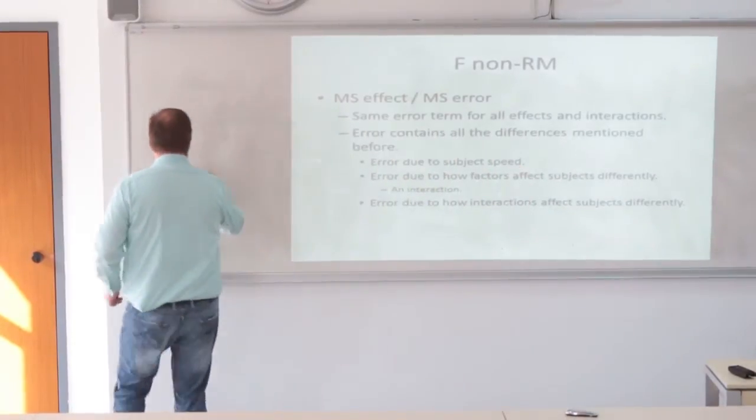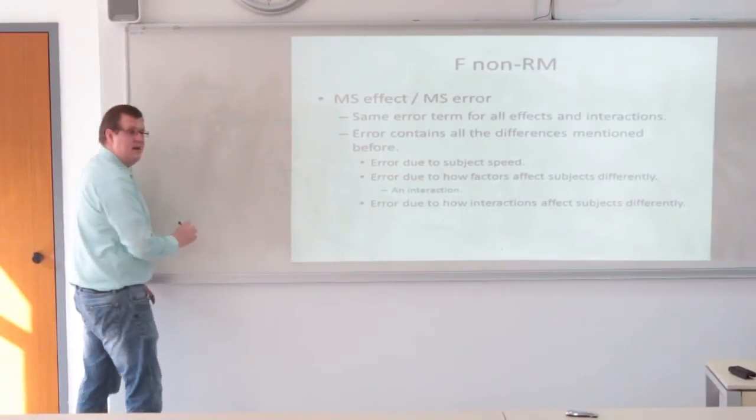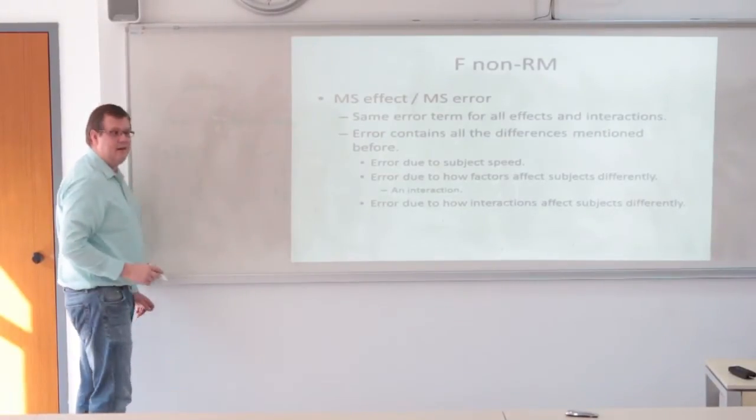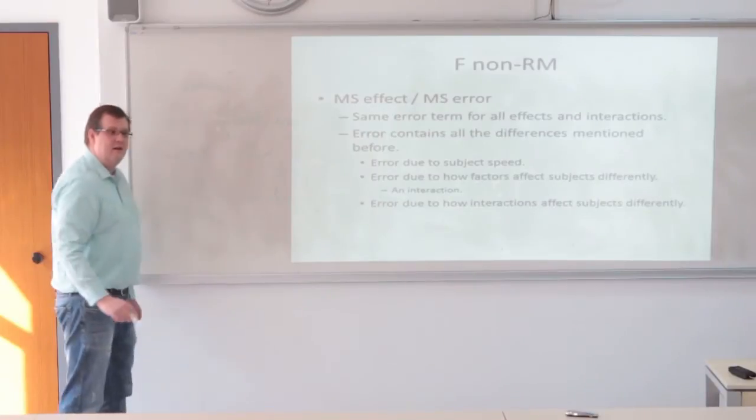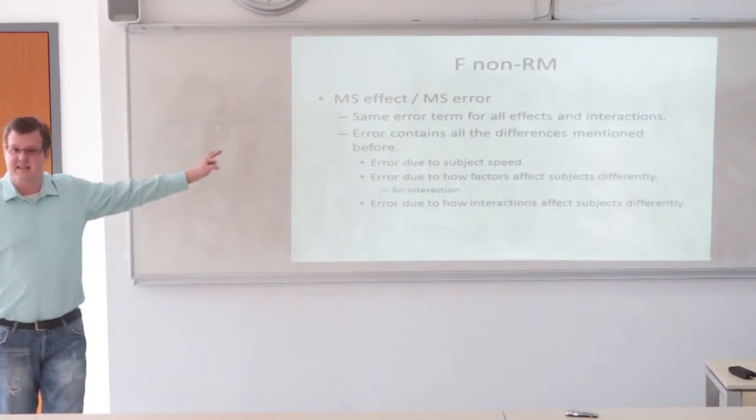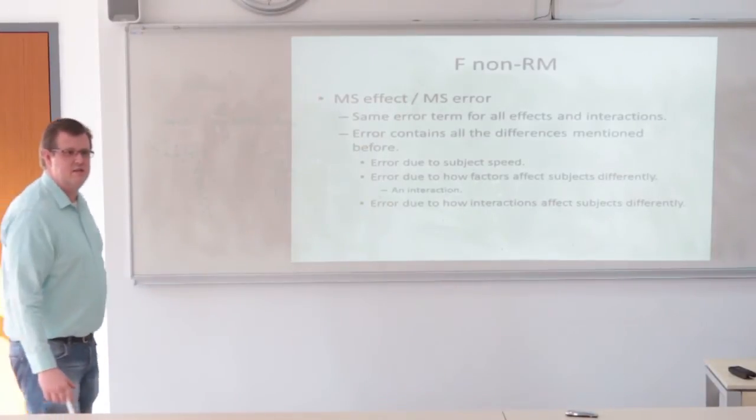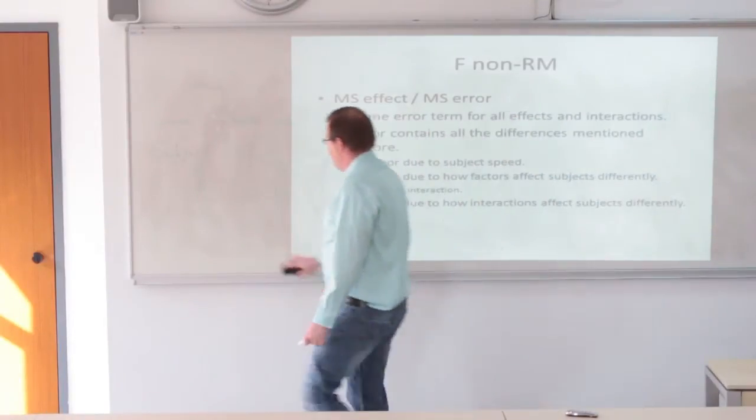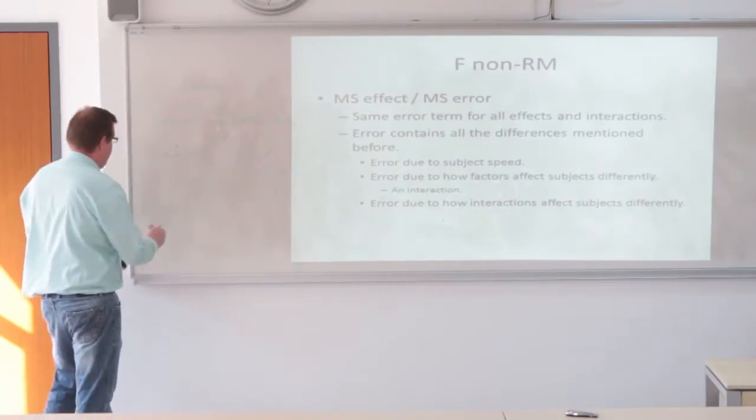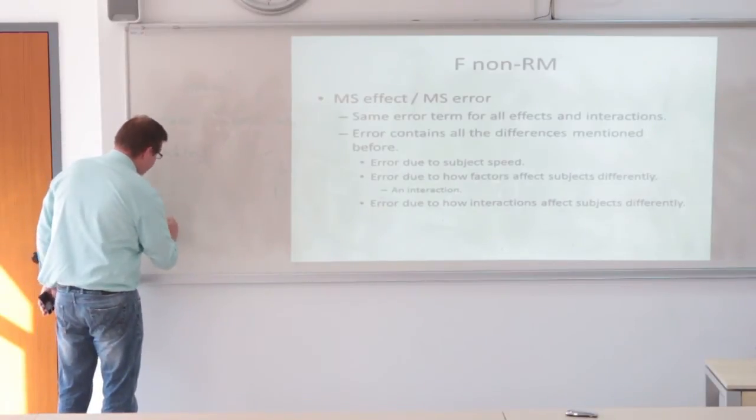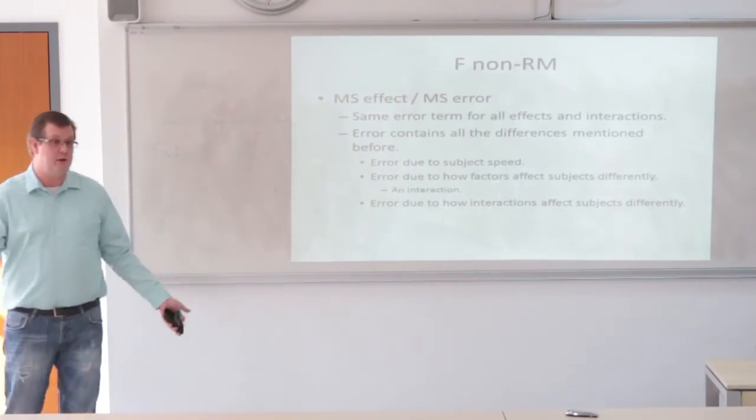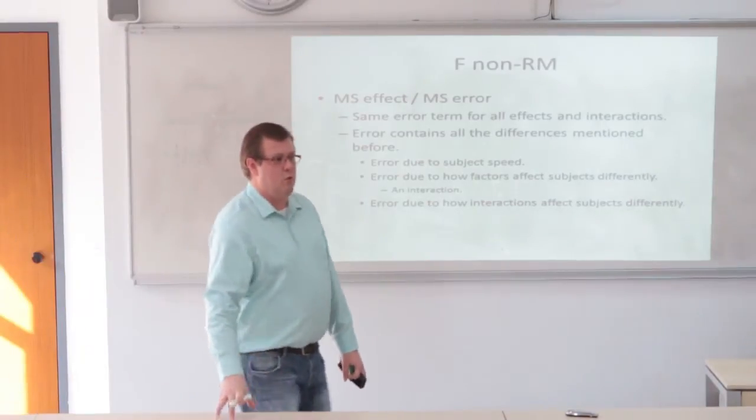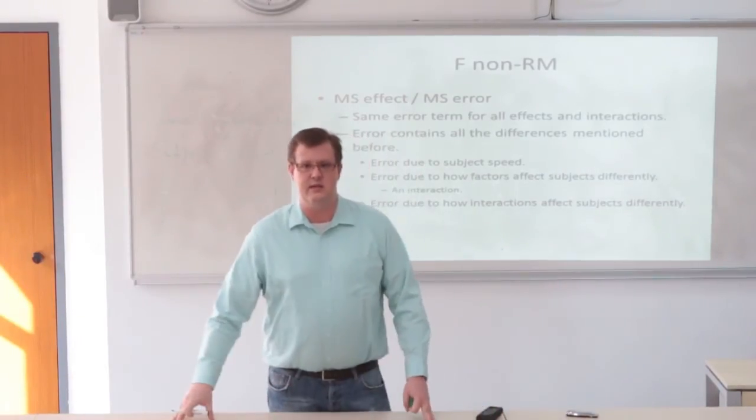Subject A, subject B, subject C, subject D. I said earlier that we had 16 subjects, I think. Did I have that up there? So if I had 16, I have a subject: 1, 2, 3, 4, 5, 6, 7, 8, 9, 10, 11, 12, 13, 14, 15, 16. I have one factor, subject, with 16 different levels.